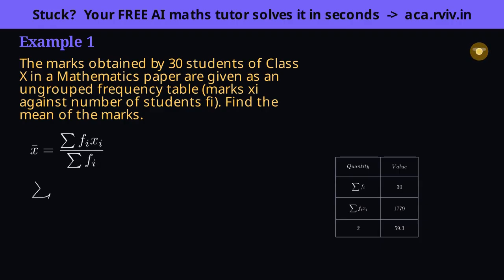First, the denominator, add up all the frequencies. That total is simply how many students we have, and here it comes to 30, a useful sanity check, since the problem said 30 students.